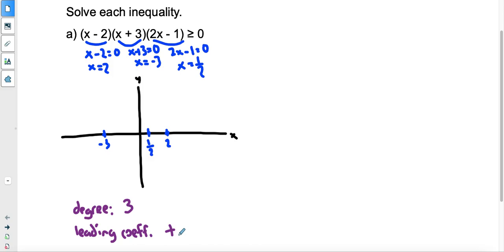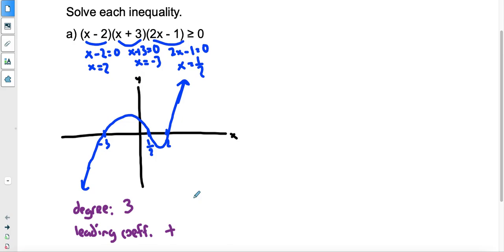So if I have a degree of 3 and a leading coefficient that's positive, that means my graph is going to extend from quadrant 3, this quadrant right here, to quadrant 1, this quadrant right here. So let's draw that out. We know it's going to extend from quadrant 3 to quadrant 1. And now I can just draw my curve so it goes through these x-intercepts. And there we go. There's my graph of this function.